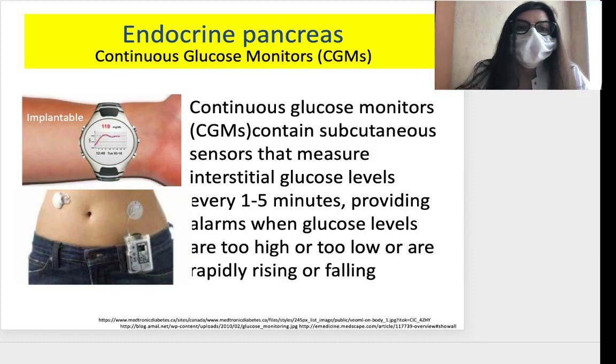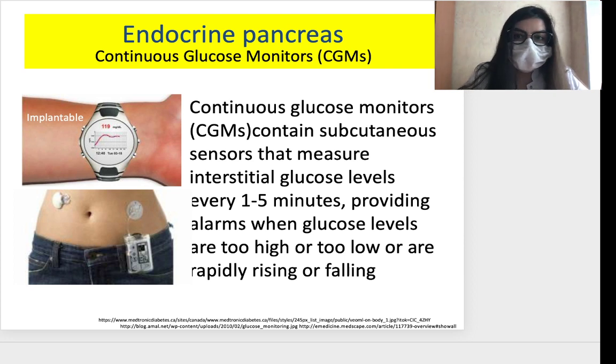Today, we have a more modern way to monitor glycemia. It is continuous glucose monitors that contain a subcutaneous sensor that measures interstitial glucose levels every 1 to 5 minutes, providing alarms when glucose levels are too high or too low, or are rapidly rising or falling. Yes, it usually looks like this.